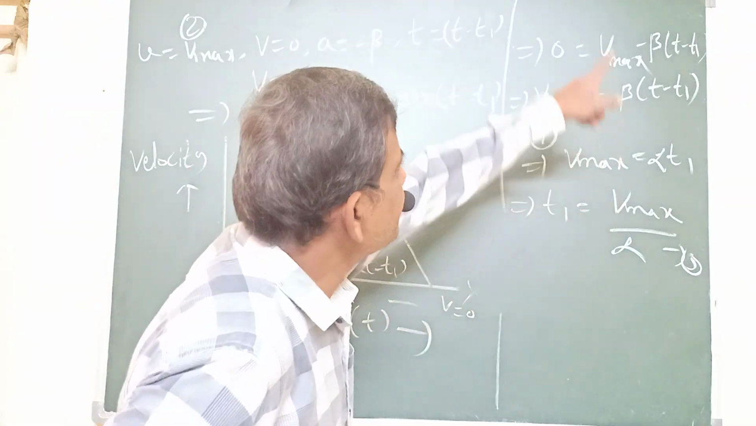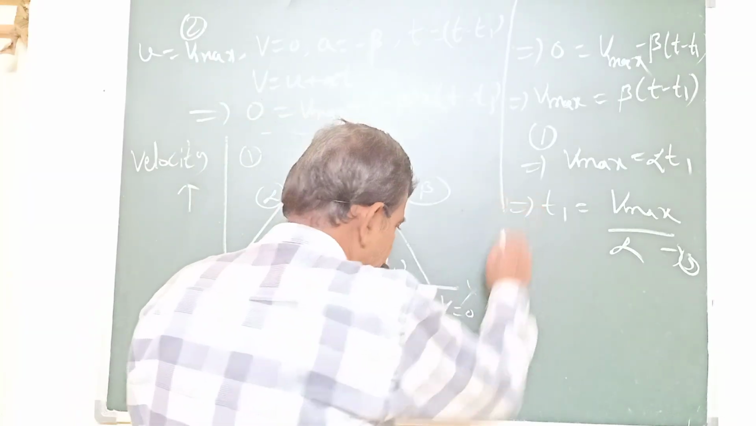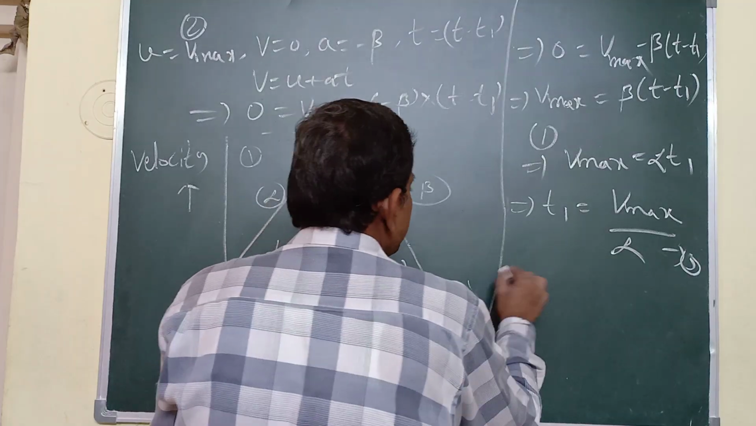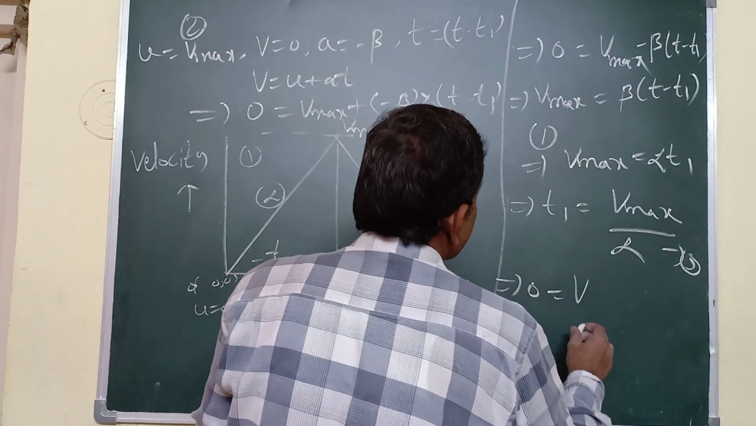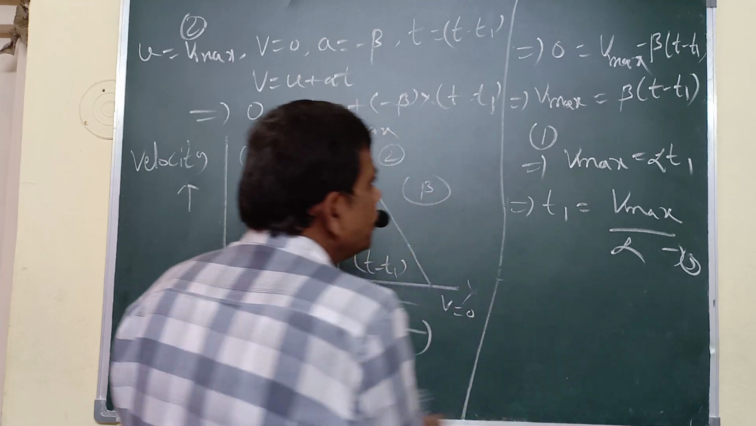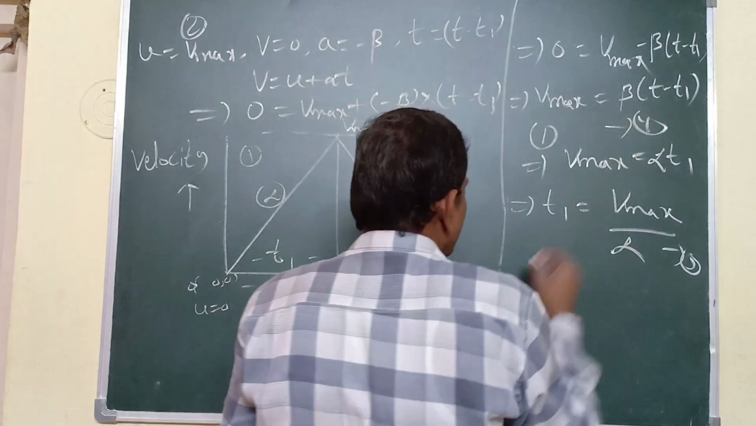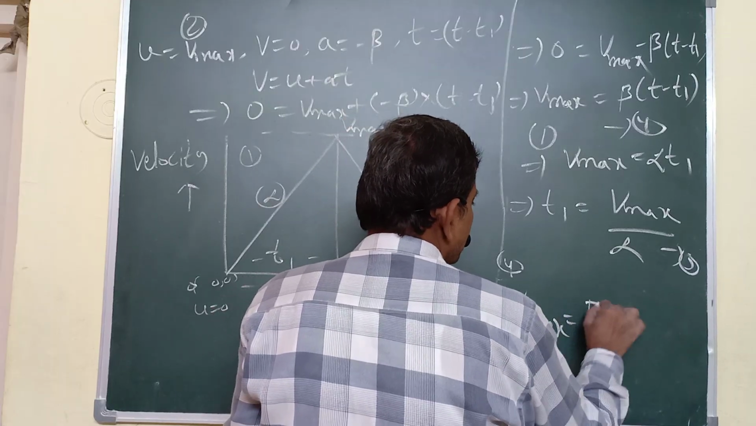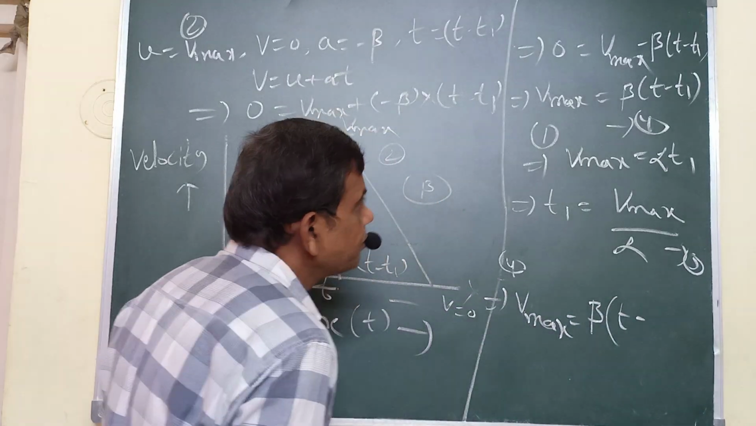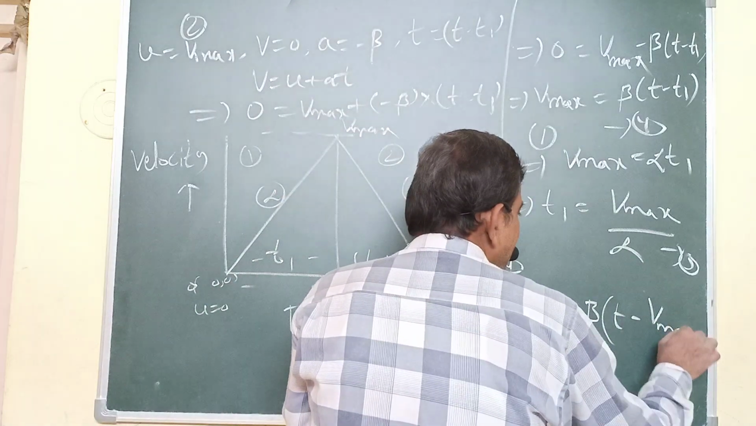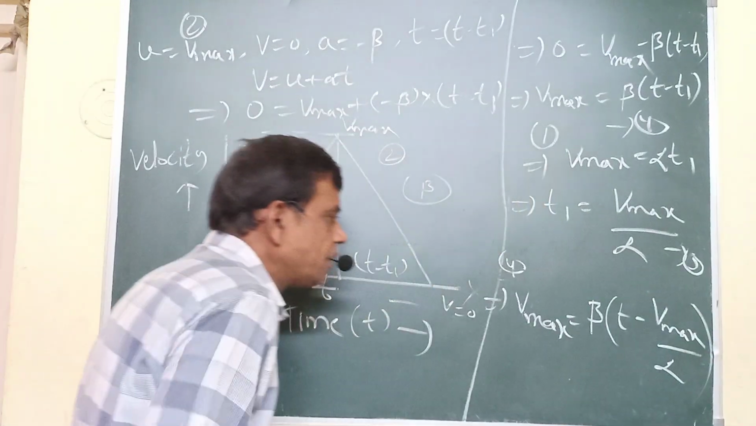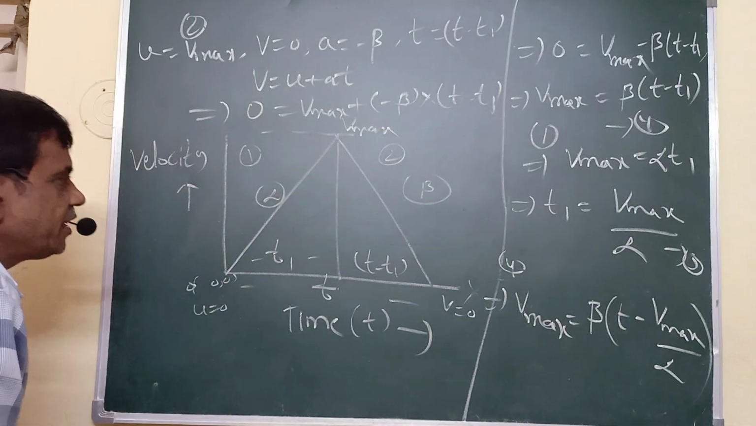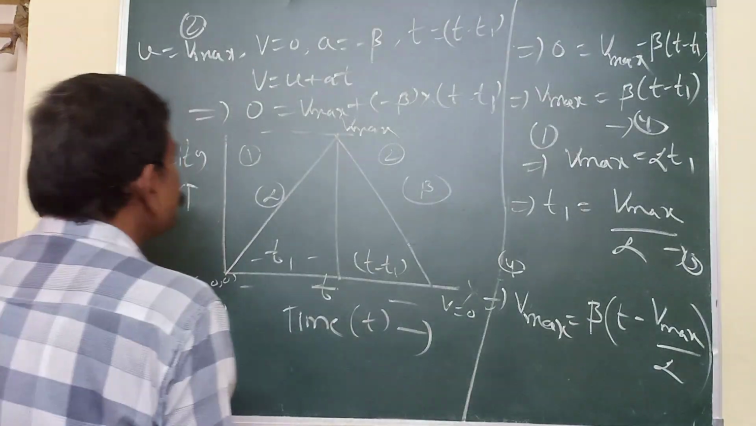So this T1 value I am substituting in that. Then what happens? Now this implies 0 equals V maximum minus, if you want you can take the fourth equation, no problem. Equation 4 implies V maximum equals beta into (T minus T1). What is the T1 value? V maximum by alpha. By doing the mathematics we are getting maximum velocity. That is the first case. Again, what are we finding? Displacement. First we go to maximum velocity.